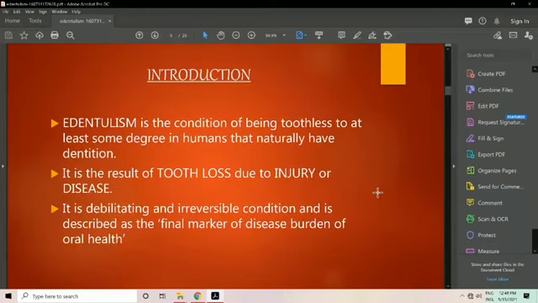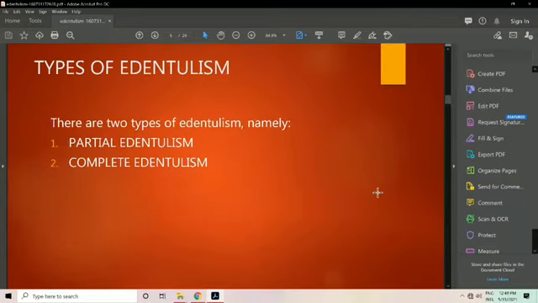In the introduction, it is said that edentulism is the condition of being toothless to at least some degree in humans that naturally have dentition. It is the result of tooth loss due to injury or disease. So accordingly we will have classification. Sometimes in a patient the tooth loss is due to injury or any sort of disease. It is a debilitating and irreversible condition and is described as the final marker of disease burden of oral health.